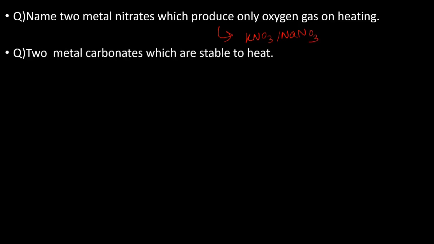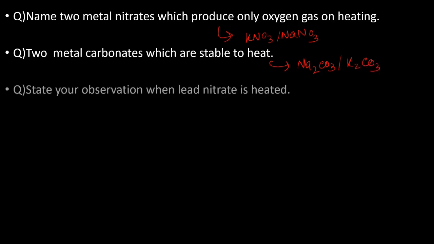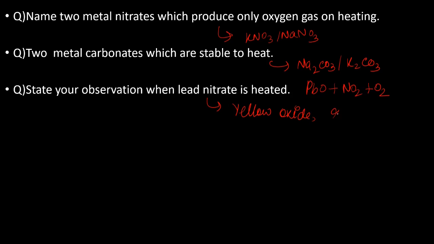Two metal carbonates stable to heat, the same question has repeated, I guess. So metal carbonates stable to heat will be Na2CO3, K2CO3. Next, state your observation when lead nitrate is heated. The answer will be PbO plus NO2 plus O2. And your observation will be yellow oxide, reddish brown gas, and a colorless gas O2 is formed.